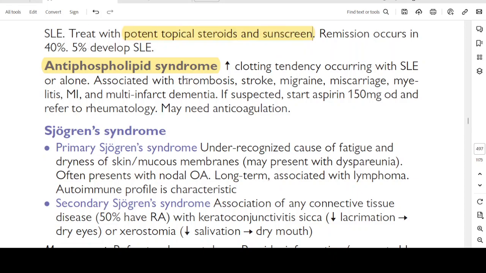SLE. Antiphospholipid syndrome. Increase in clotting tendency occurs with SLE or alone, associated with thrombosis, stroke, migraine, miscarriage and myelitis, myocardial infarction and multi-infarct dementia.